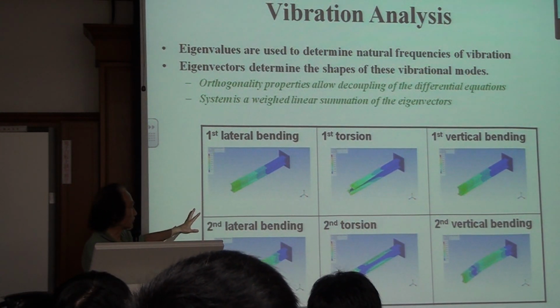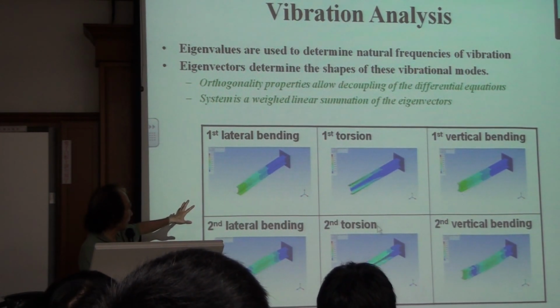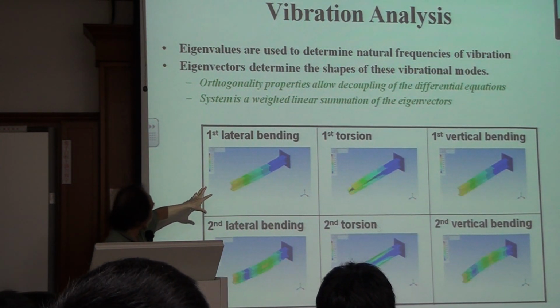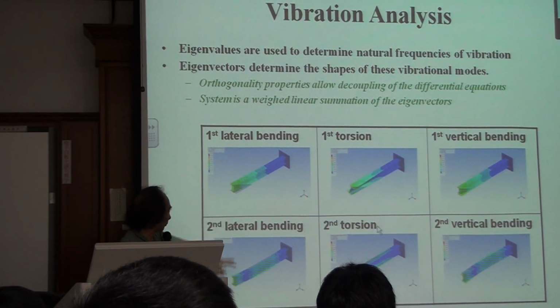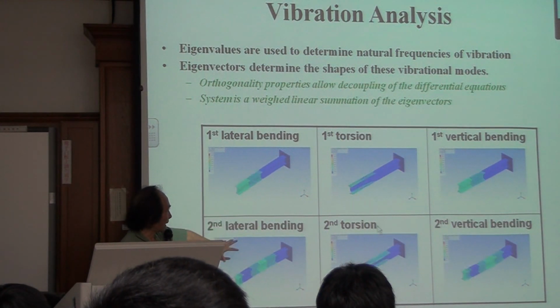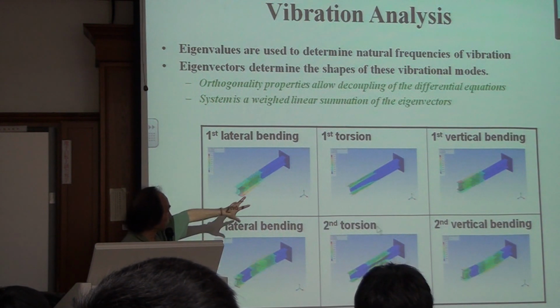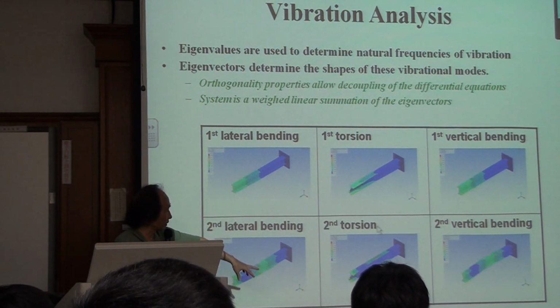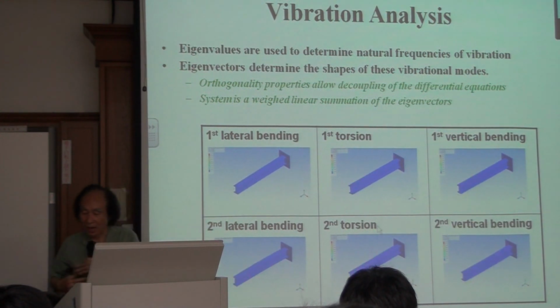Your physical bending will be like a first bending, second bending, and third bending added together, and weighted by the Q. The same thing, first torsion, second torsion, and the torsion mode will be all this added together.